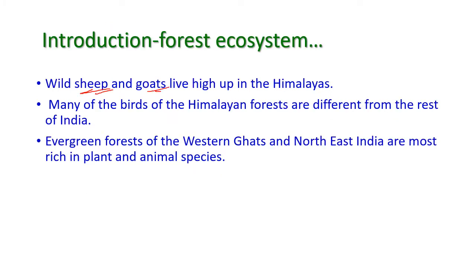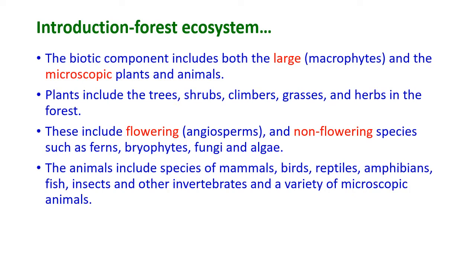Wild sheep and goats live high up in the Himalayas, and many of the birds of Himalayan forests are different from the rest of India. And evergreen forests of the Western Ghats and Northeast India are most rich in plant and animal species. The biotic components include both the large, that is the macrophytes, and the microscopic plants and animals.